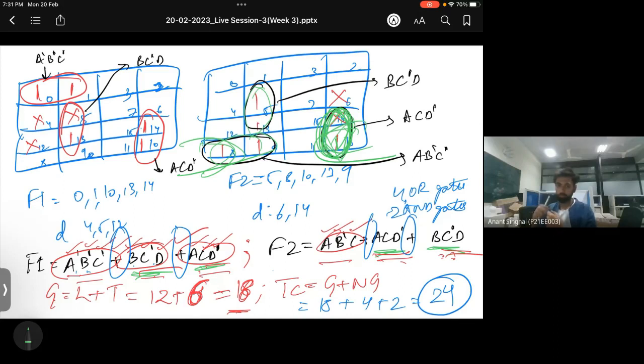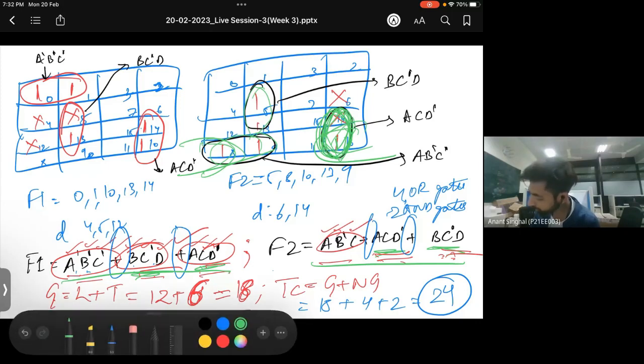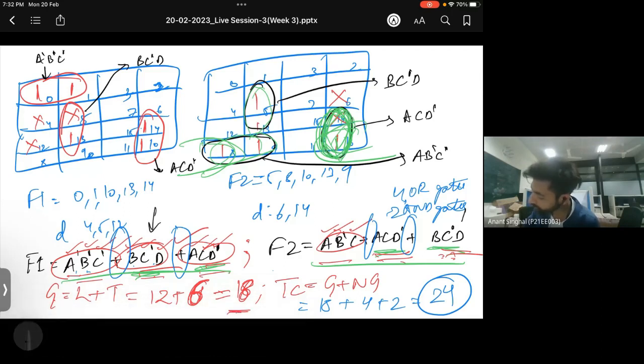I'll tell you. So the literal cost is 12. You see, this is F1 and this is F2. You can see the terms which are common: this term is common with this term, and this term is common with this term. So we'll count them only once. Is it fine till now?